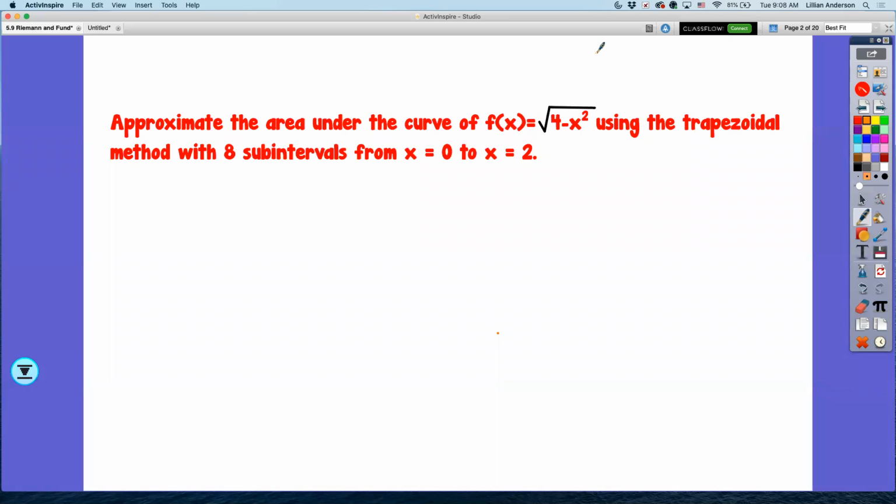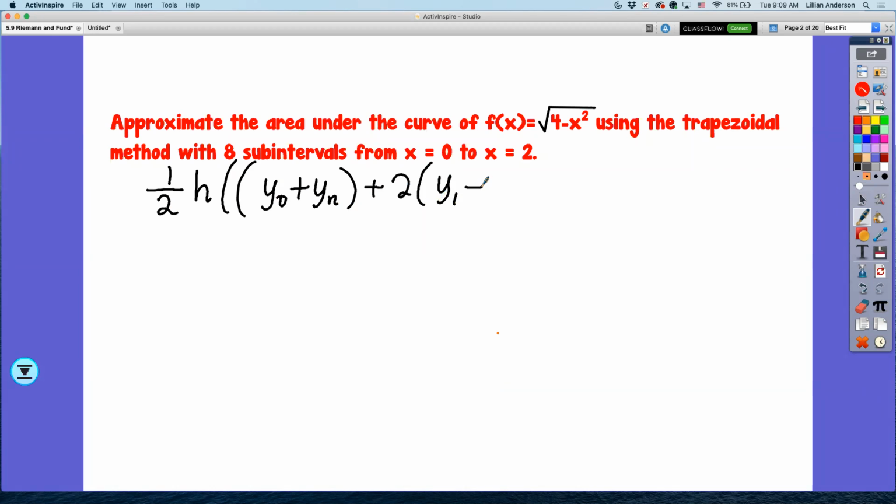So remember with the trapezoidal rule, there's a formula that's inside of your reference booklet that you can use to help you approximate the area underneath the curve. I believe it was 1/2 h times the quantity y0 plus y sub n plus 2 times y sub 1 plus y sub 2 plus however many y's, leading to your second to last term.